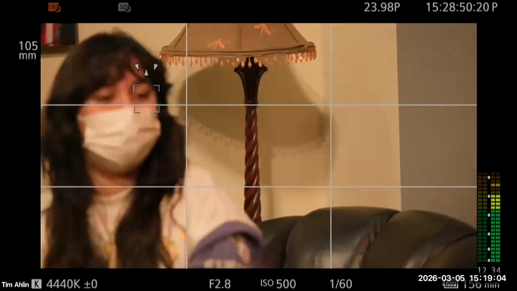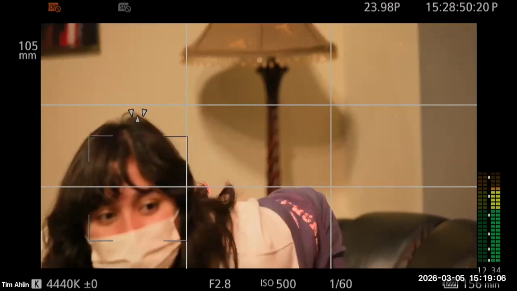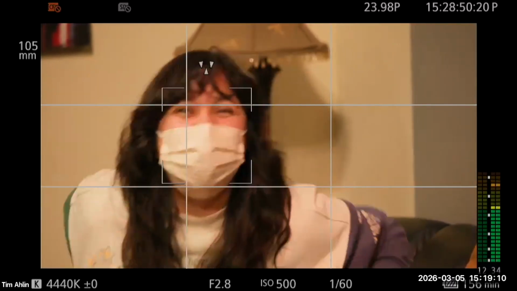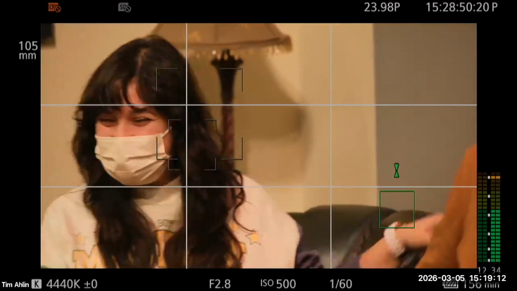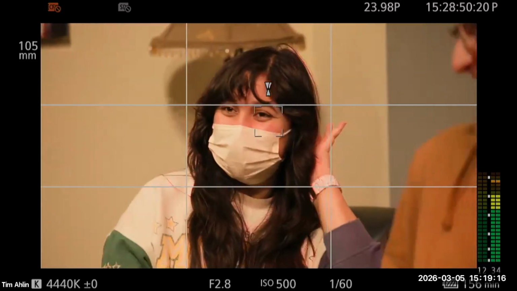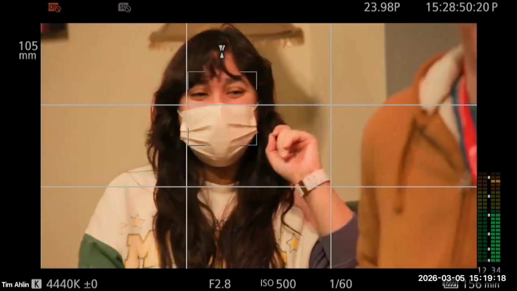Not in focus. Where's the focus? Oh yeah, there we go. Focus. Dude, I love Shakira. Okay, one more concept before we stop.